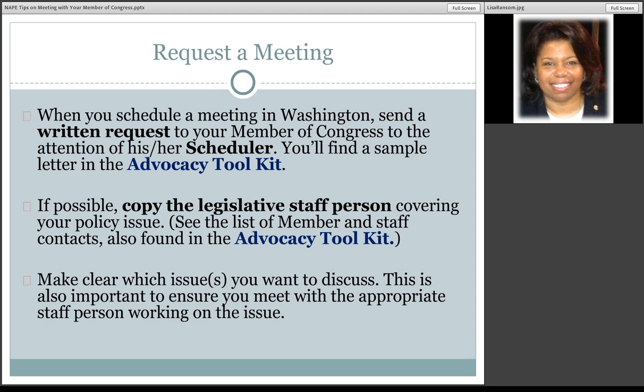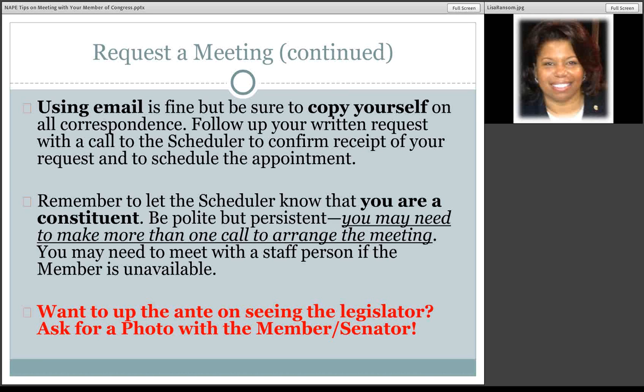Make clear which issues you want to discuss. This is also important to ensure that you meet with the appropriate staff person working on the issue. Using email is fine, but be sure to copy yourself on all correspondence.